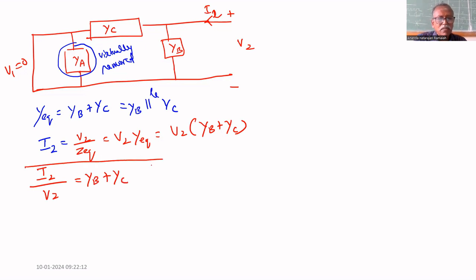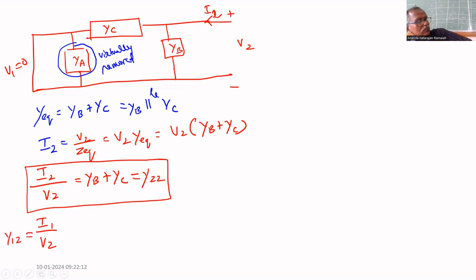We got one expression. That is equal to Y22. Now we have to find I1 divided by V2. That is Y12. Y12 is I1 divided by V2, provided V1 equal to 0. So let us write the expression for I1.